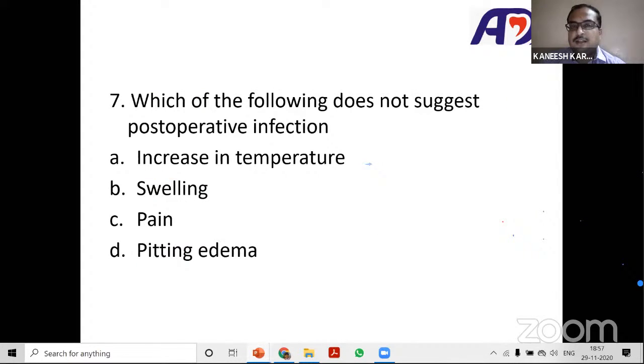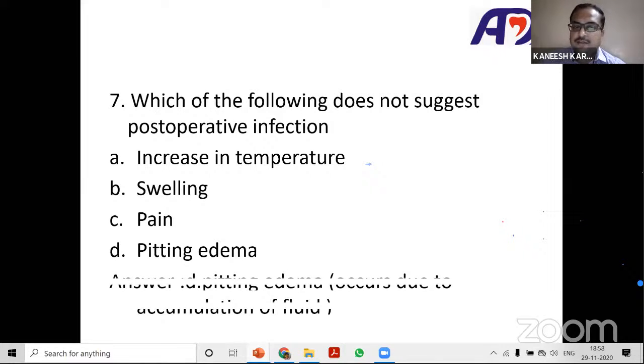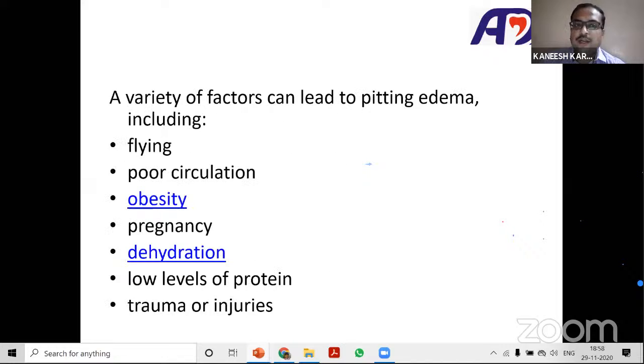Which of the following does not suggest postoperative infection? This is a straightforward question. Pitting edema. Pitting edema occurs due to the accumulation of fluid. It can be due to poor circulation, obesity, pregnancy, dehydration, low levels of protein, trauma or injuries, or even cardiac failure.